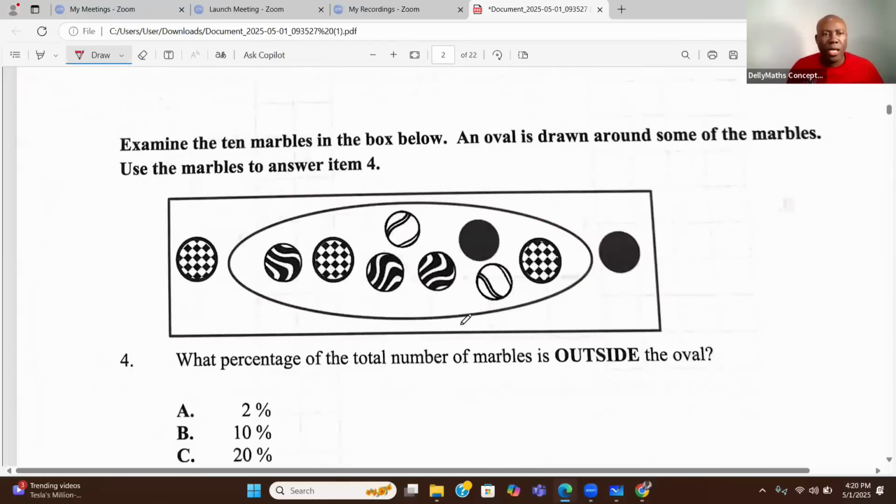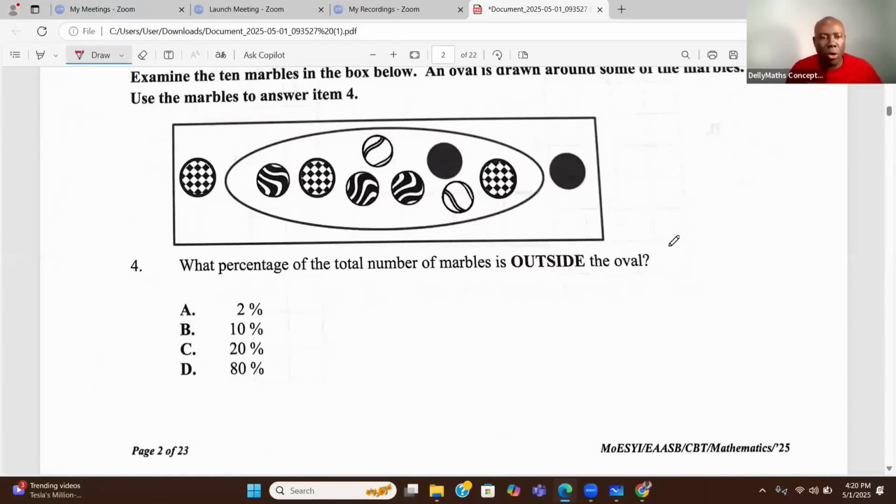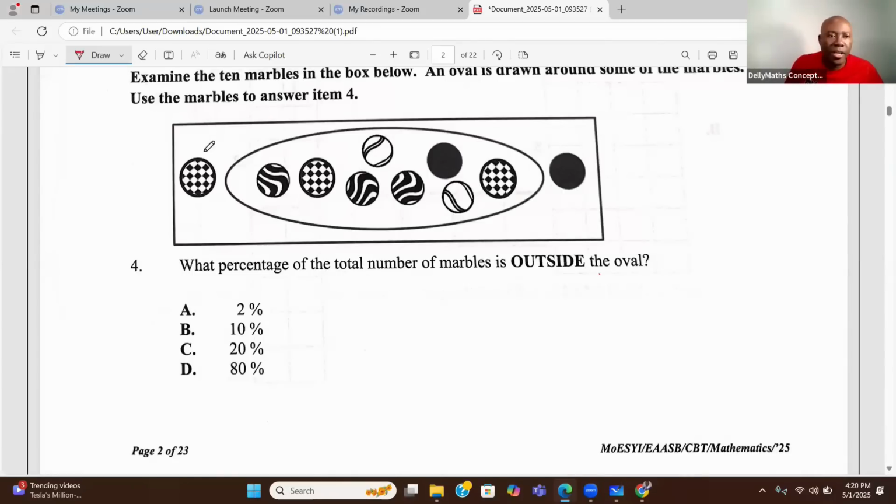Let's go. It says, examine the 10 marbles in the box. An oval is drawn around some of the marbles. Use it to answer item 4. What percentage of the total number of marbles is outside? So we have one here and another one here. So we have 2 outside of how many?